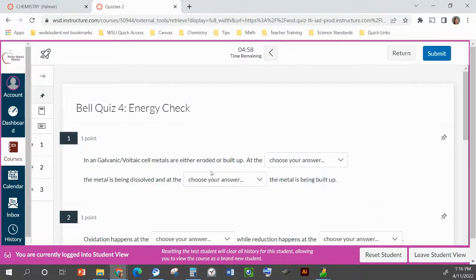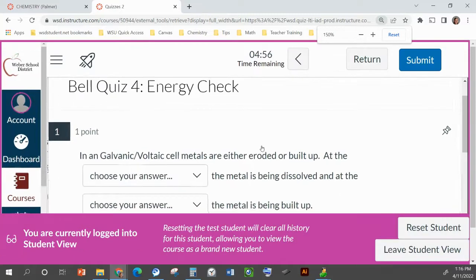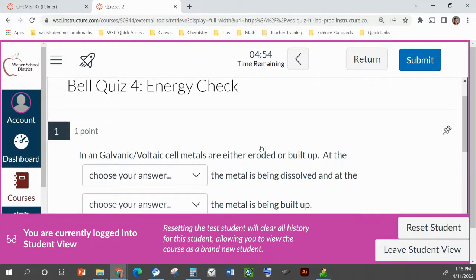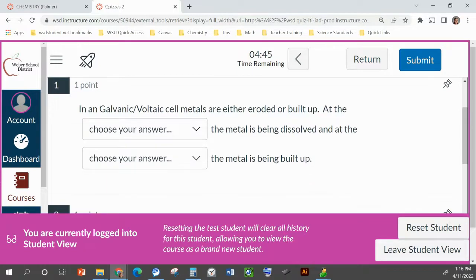So this is what we talked about last time. In a galvanic or voltaic cell, that's a battery. Metals are either eroded or built up. At the blank, the metal is being dissolved.